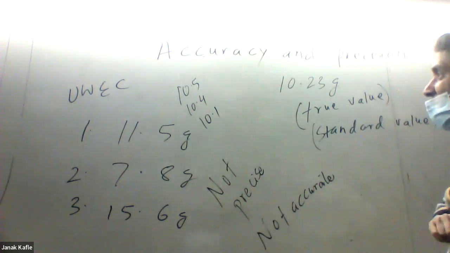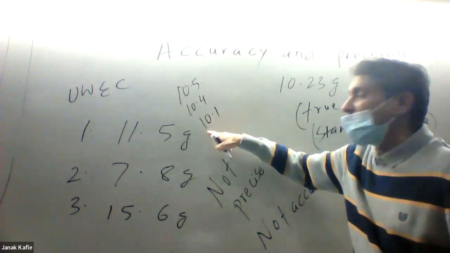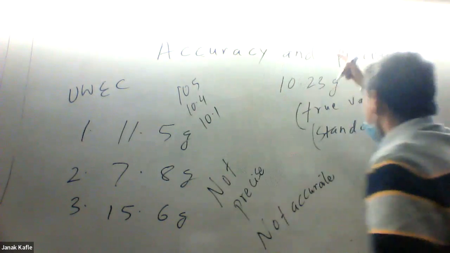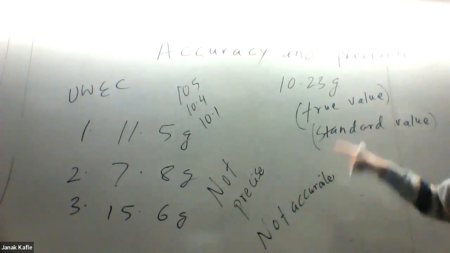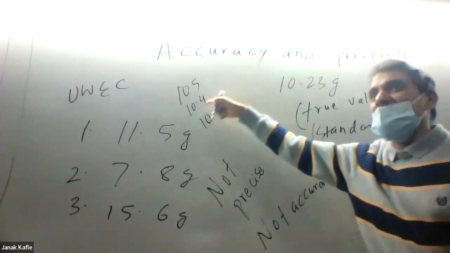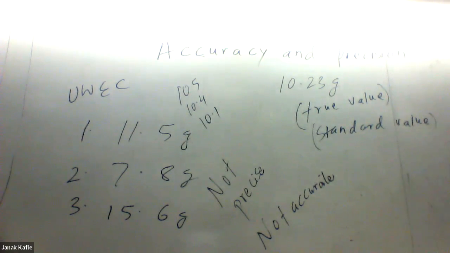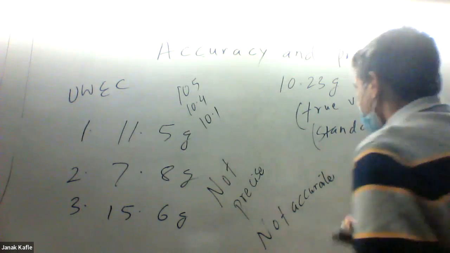If I got something like this, look here, all my numbers are very close to each other. I'm very precise comparing with myself, right? And my values are very close to the company value, the true value. So I'm very accurate and I'm very precise. Yeah. So it's very hard to be accurate, but we need to try to be very precise. Make sense?